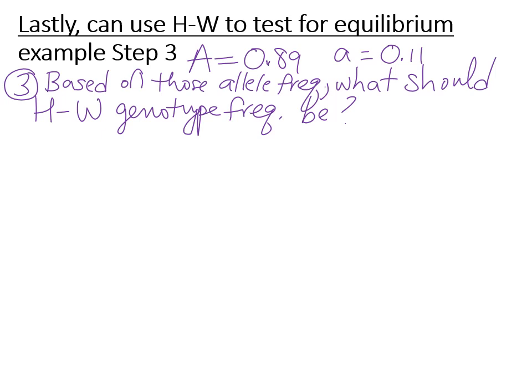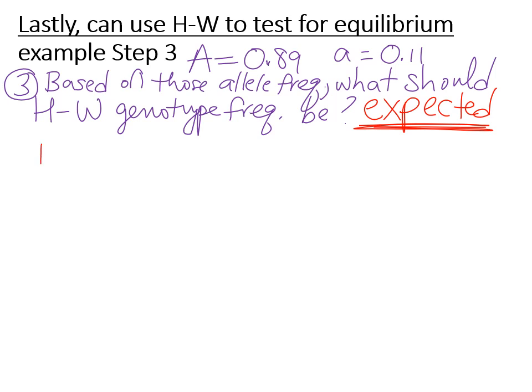So in this question, when I say based on those allele frequencies, what should Hardy-Weinberg genotype frequencies be? What we're going to calculate now are expected genotype frequencies. So you can go back in your notes, and where we had step 1 of this example, you can write those are your observed genotype frequencies. Now we're going to calculate the expected based on Hardy-Weinberg.